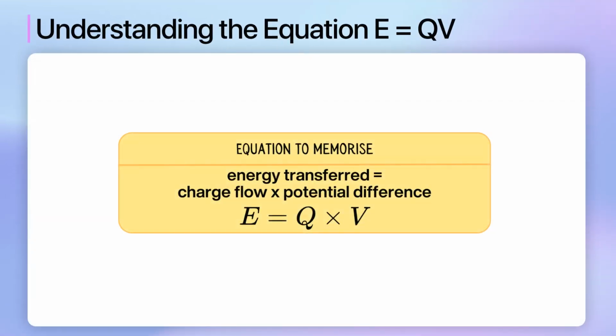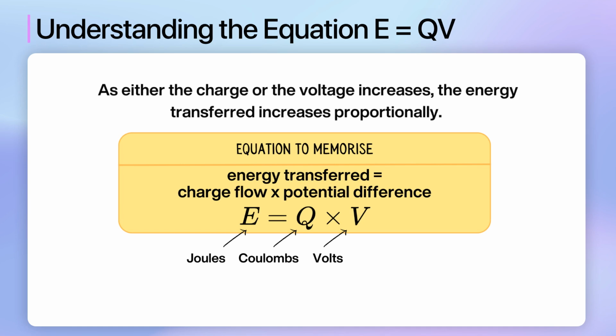The equation for energy transferred in an electrical circuit is given by E equals QV. Here, E stands for energy transferred in joules, Q represents the charge in coulombs, and V is the potential difference in volts. This formula aligns perfectly with our intuition. As either the charge or the voltage increases, the energy transferred increases proportionally.